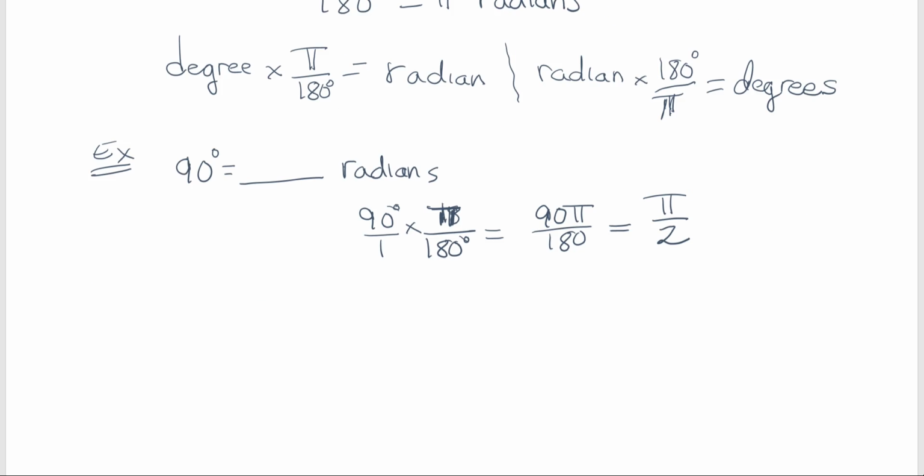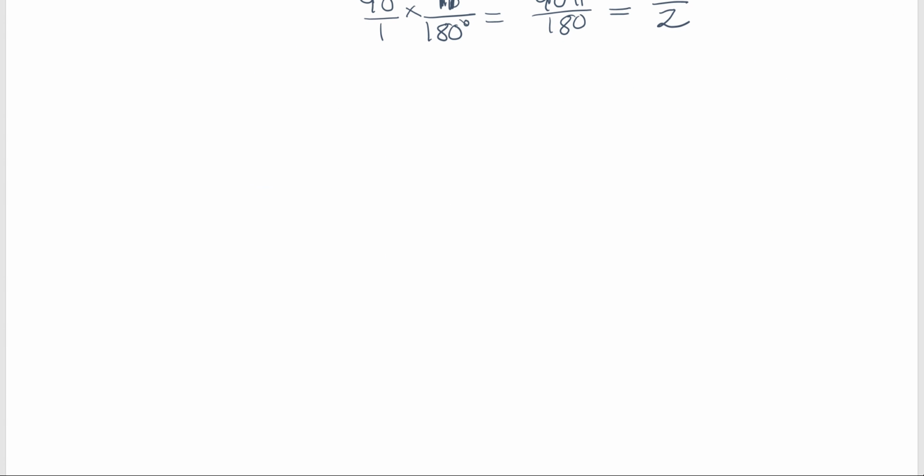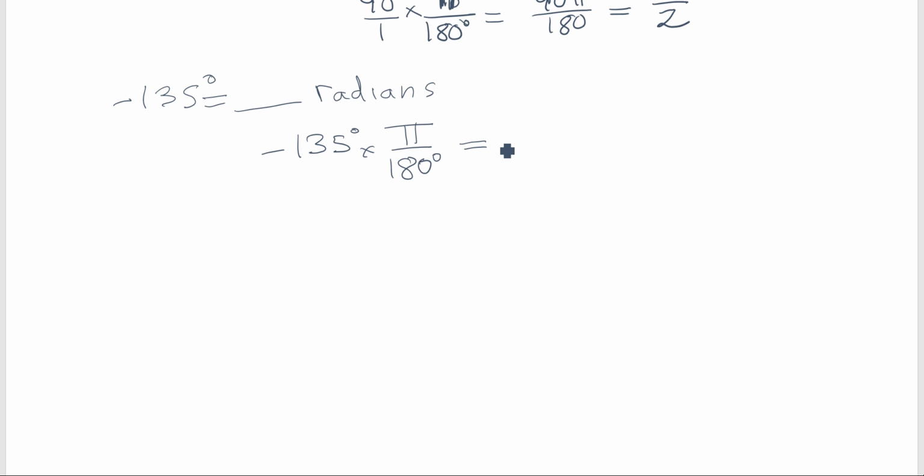Instead, if I have, let's say, negative 135 degrees, and I want to think of it as radians, I'm going to take that negative 135, and again multiply it by pi over 180, which will give me 135 pi over 180, which would reduce, I'm sorry, I lost my negative sign, which would reduce to negative 3 pi over 4.